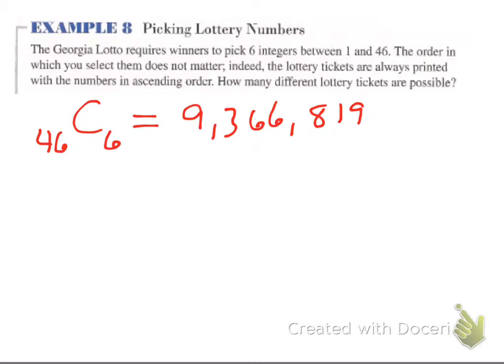Now think about that. I don't even think there's 9,366,000 people that live in Ohio. Okay? So there's more tickets, and I know this is Georgia, but just for the sake of argument, it's the same thing for the Ohio lottery here, for the lotto. There's more tickets than there are people. So your chances of winning are not good.